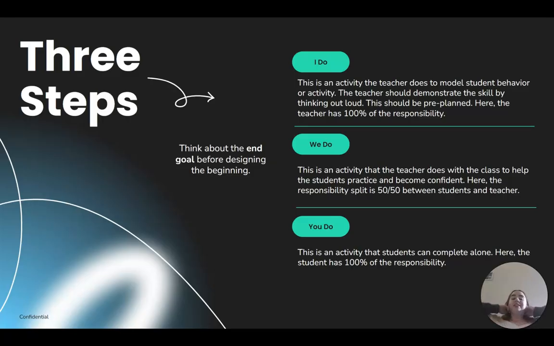So, in this case, this is the most important part, the I do. You want to make sure that you're thinking out loud as you go through the activity and you're demonstrating what happens when students will do this. When you do this, you need to have pre-planned. That says pre-planned, and this means you should not be winging it. Okay? You want to write down what you are going to say as you are teaching this. You want it fully planned out.